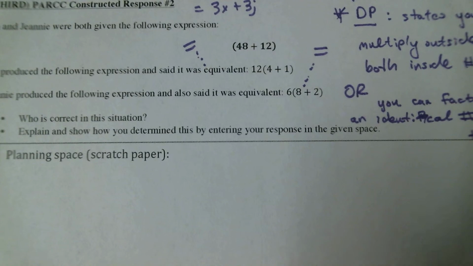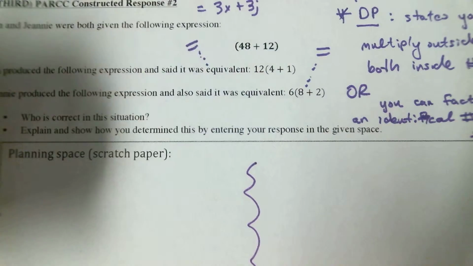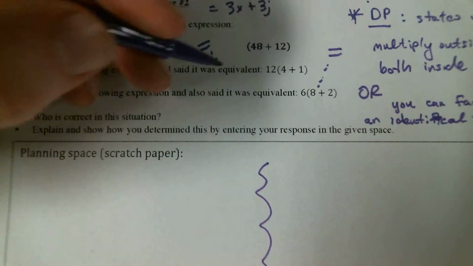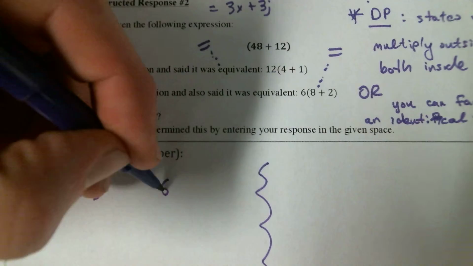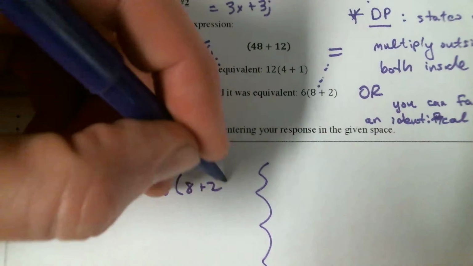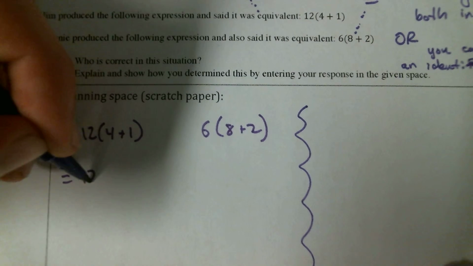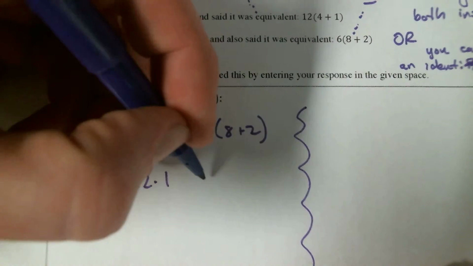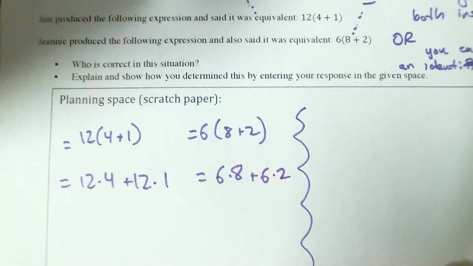Well, let's see. We could look at it two ways, right? Let's start with Jeannie and Jim. So if this is what we have, well, according to the distributive property, I can do this. I can say 12 times 4 plus 12 times 1. Or I can do 6 times 8 plus 6 times 2.